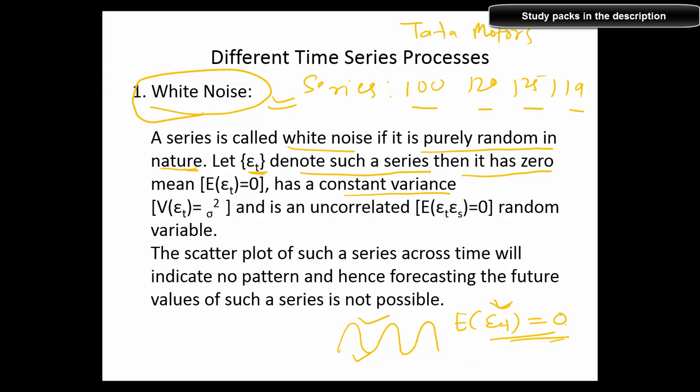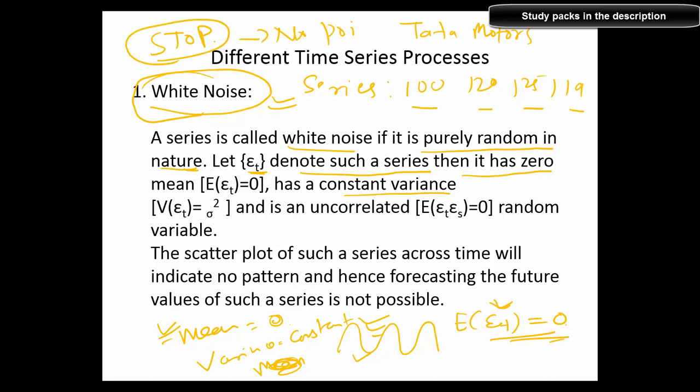So in white noise, the mean is zero and the variance is constant. Hence, if time series data shows white noise features, so it's considered as white noise, then you should stop doing time series analysis. Okay, you should stop. There is no point doing time series forecasting, because this is one series which cannot be used for forecasting.